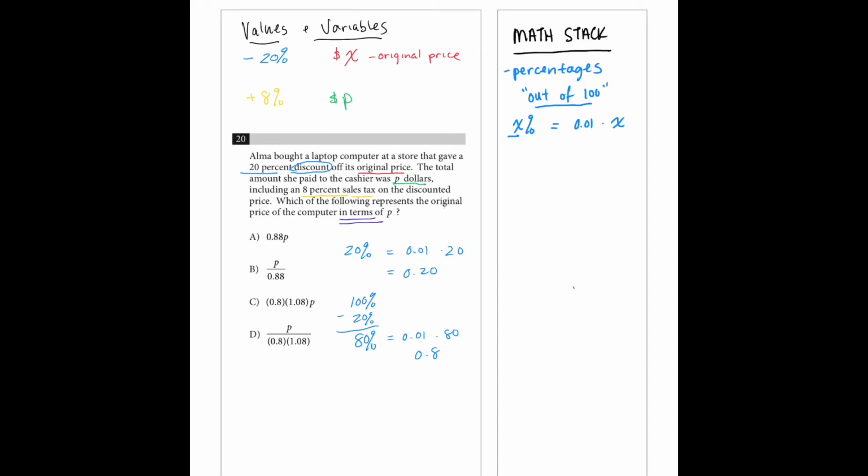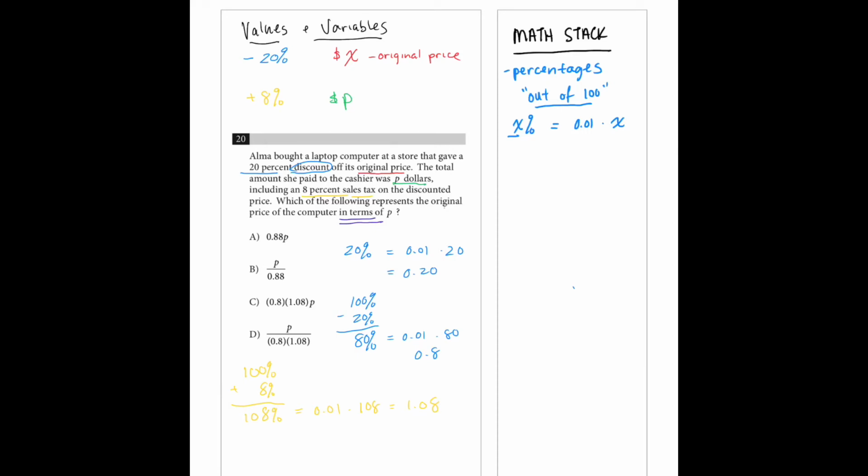Following a similar method with the tax, we know that the 8% tax is being added to 100% of the discounted price. So that gives us 108%, which again, if you multiply by 0.01, that would give us 1.08. So now we've successfully changed both of our percentages into decimals so that we can use them in an equation. Now, how do we structure this equation?